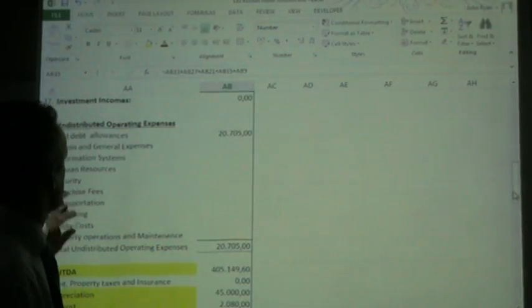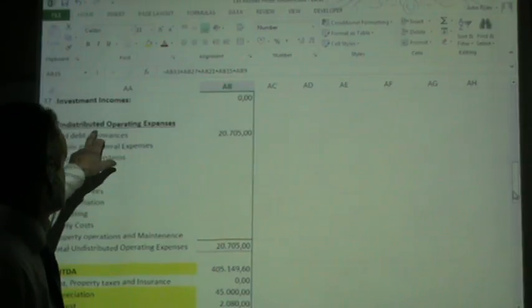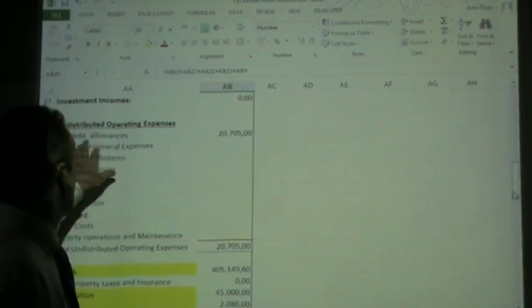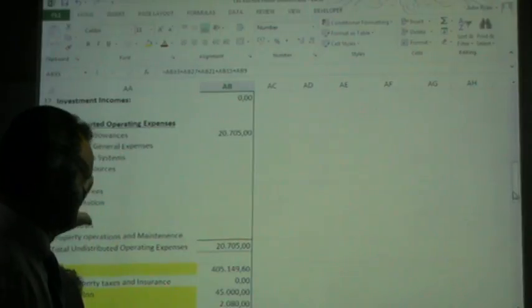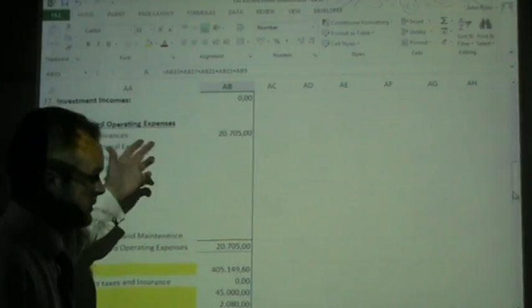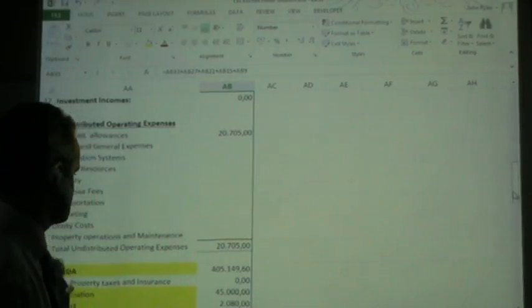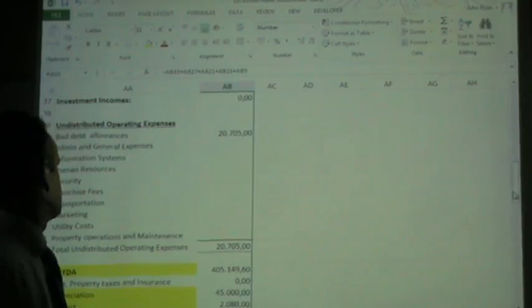Right, so here we go. Undistributed operating expenses. We factor in, say, a bad debt allowance in this case. I mean, we put it here, but that's fair enough. We could have taken it from sales, but the same principle applies.